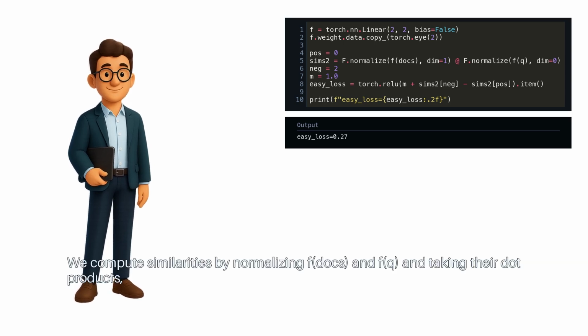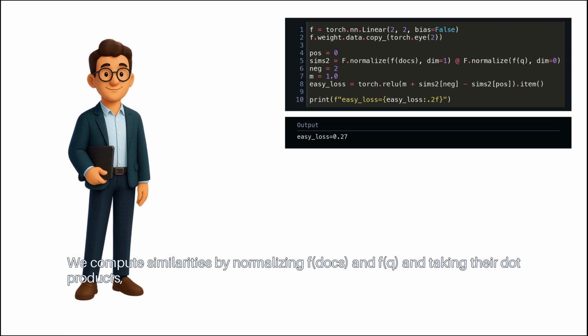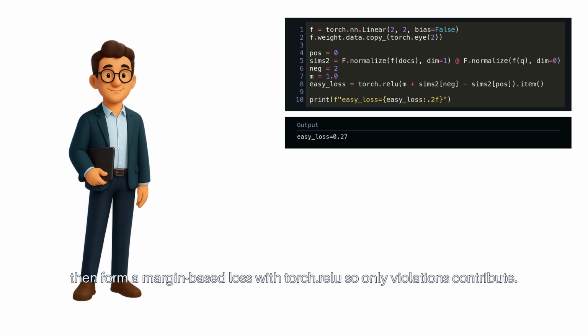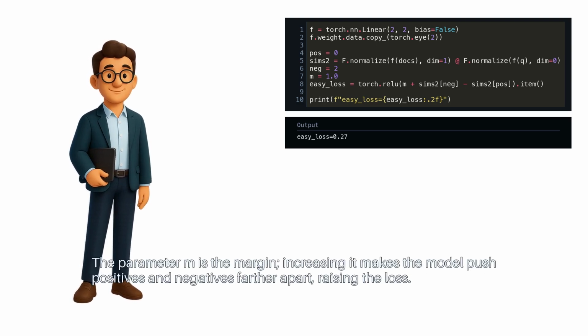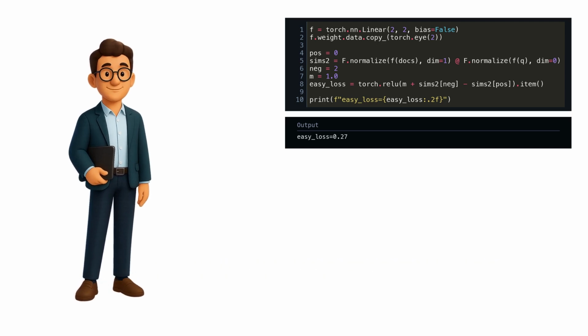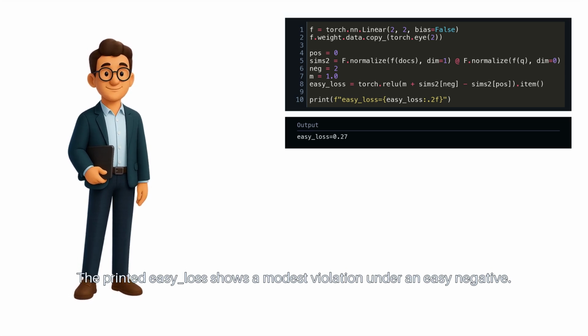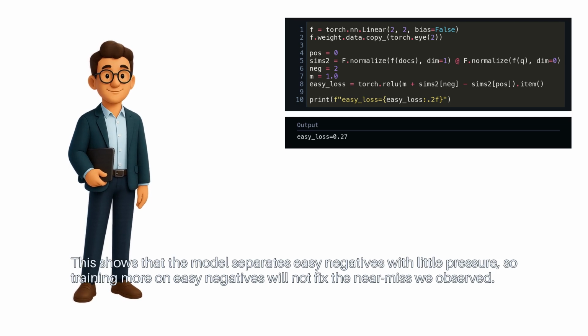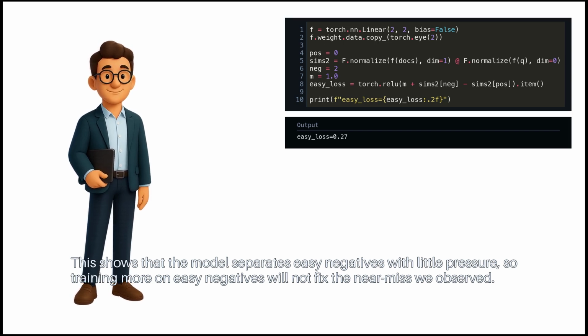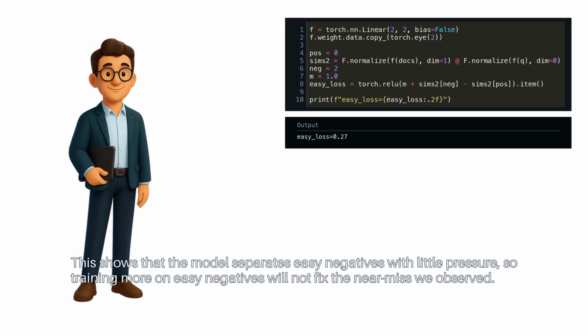We compute similarities by normalizing fdocs and fq and taking their dot products. Then form a margin-based loss with torch.relu so only violations contribute. The parameter m is the margin. Increasing it makes the model push positives and negatives farther apart, raising the loss. The printed easy loss shows a modest violation under an easy negative. This shows that the model separates easy negatives with little pressure. So training more on easy negatives will not fix the near miss we observed.